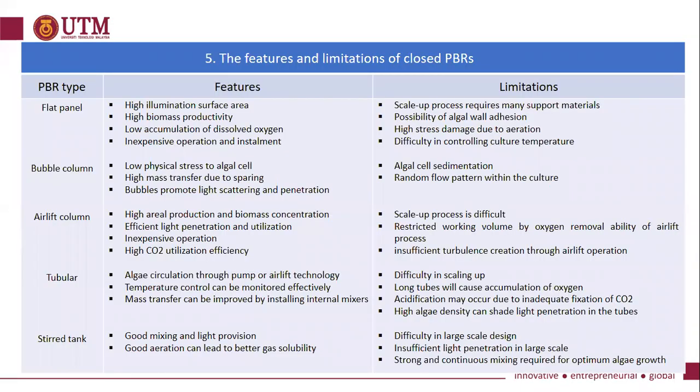Here we have some features and limitations for every type of photobioreactor in closed system. For example, in flat panel, it is high illumination surface area, as we mentioned, and the limitation is the scale-up process requires many support materials. For bubble column, for example, high mass transfer due to sparging. As well, in tubular, the mass transfer can be improved by installing an internal mixer. So we have many advantages and limitations for every type of photobioreactor in closed system.